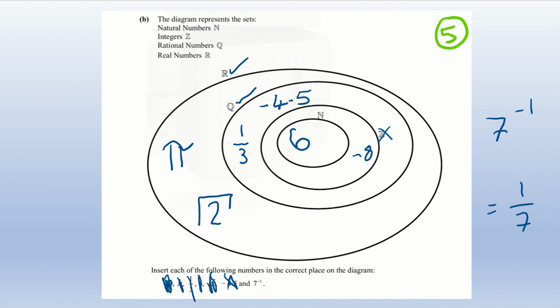So if you think about where 1 over 7 would go, well, it is a real number. It can be written as a fraction because we've just done that on our calculator. And again, it's not an integer because it's not a whole number. So this is going to join my 1/3 and my minus 4.5 in this part of the diagram in front of you, and 7 to the power minus 1 is going to join it there. We've finished this question.